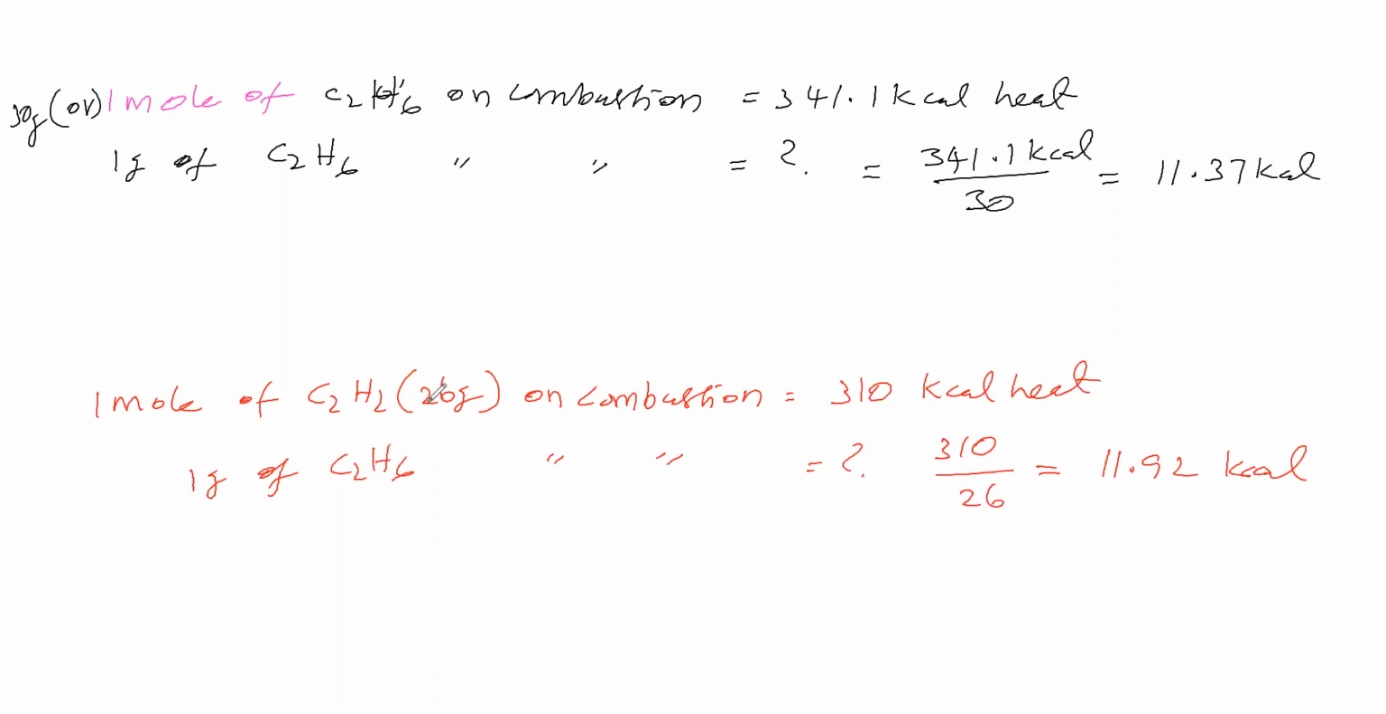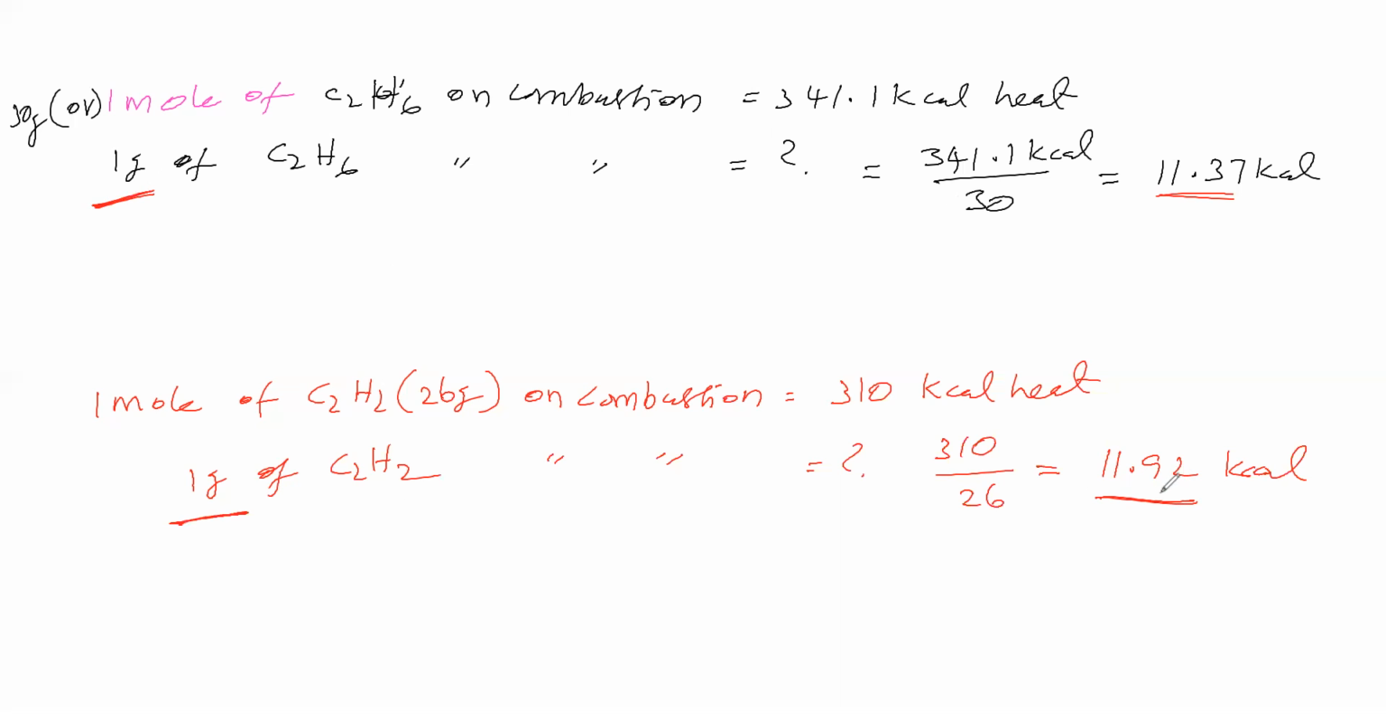So now see, it is 1 gram of acetylene, C2H2. So 1 gram of acetylene liberates 11.92. 1 gram of ethane liberates 11.37. 1 gram of acetylene liberates 11.92.